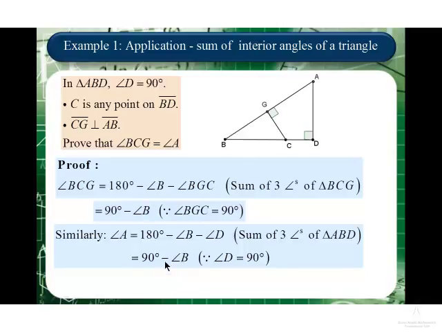Now note that this is exactly what we had before. This really means that these two angles, angle BCG and angle A, must be the same. And this actually shows the result that was required for us to prove.